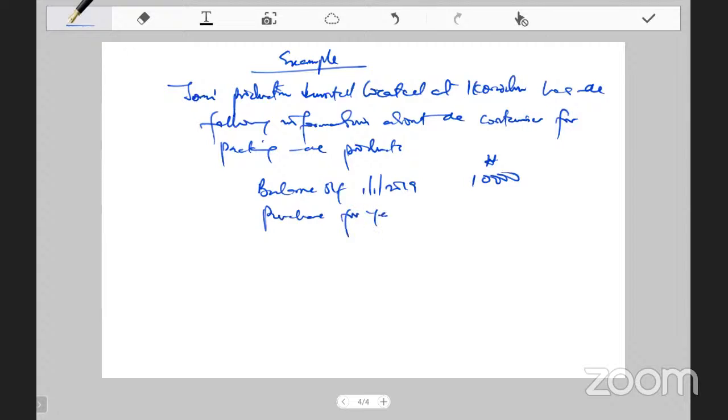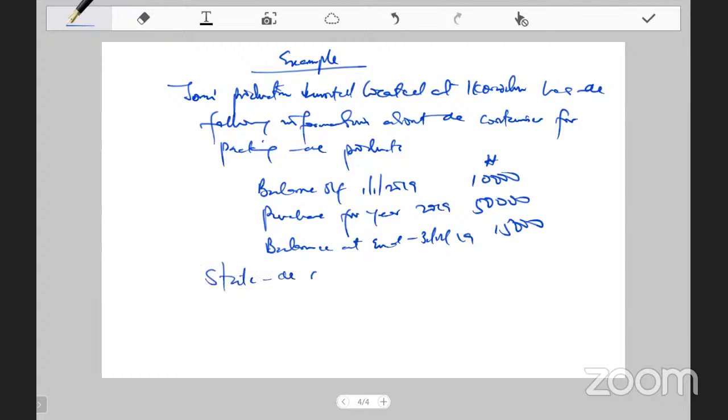Purchase for the year 2019 is 50,000. And we are now told that the balance at end, which is 31/12/19, is 15,000. State the cost of container consumed or used for production.